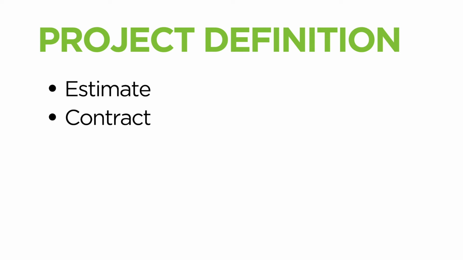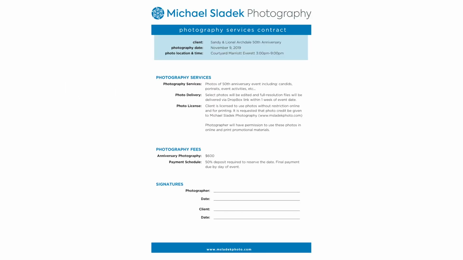Basically, before it becomes a contract, my contract is an estimate. I don't know if that makes sense, but here's what it looks like. Here is an example of a client shoot for 6 hours for a 50th wedding anniversary. Here's what you need to include in your contract. This is all made up by me.